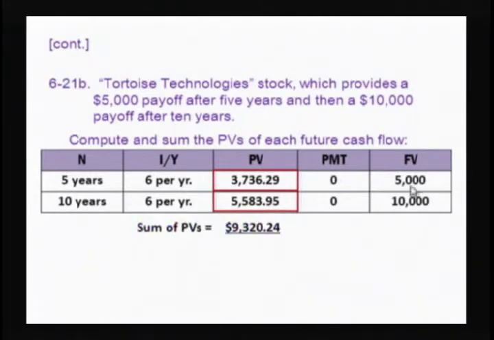The Tortoise Technologies, when you discount the $5,000 5 years at 6%, that payment by itself is worth $3,736.29. The $10,000 to be received 10 years from now, when you discount that at 6% per year by itself, it's worth $5,583.95. So the total investment together is worth $9,320.24. It's worth more in the Hare Enterprises stock because you get more money sooner than you do for the Tortoise Technology stock. So the Hare Enterprises was worth more than the Tortoise Technologies.